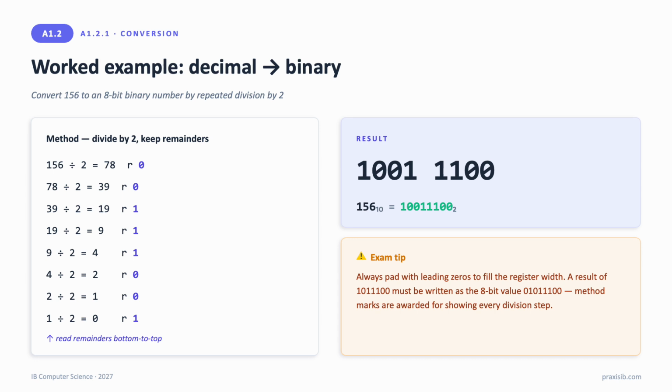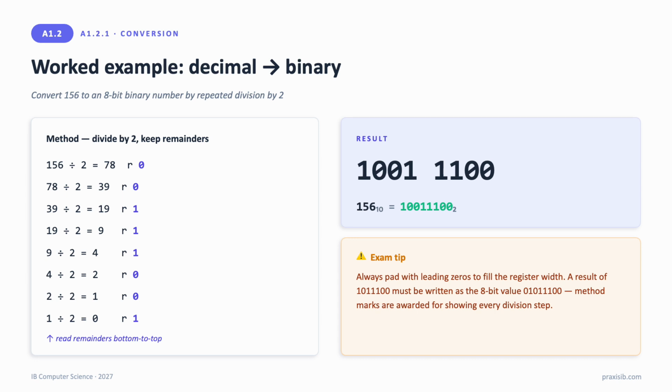You read the remainders from the bottom to the top. Reading bottom up gives us 1 0 0 1 1 1 0 0, which is 156 in binary. If you read them top down by mistake, you get the number backwards, so be careful.